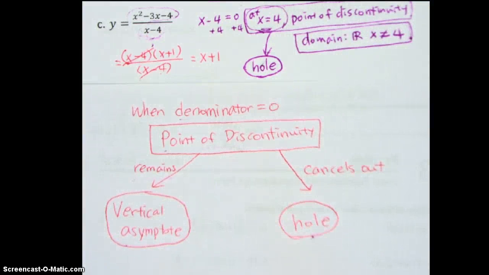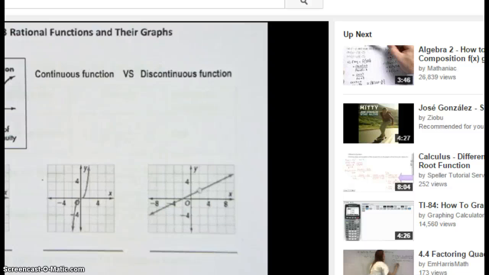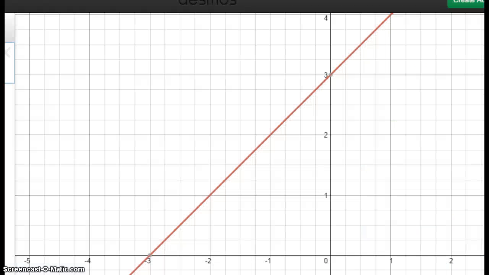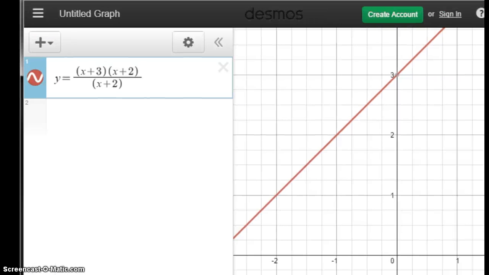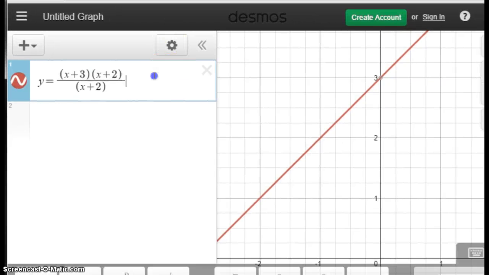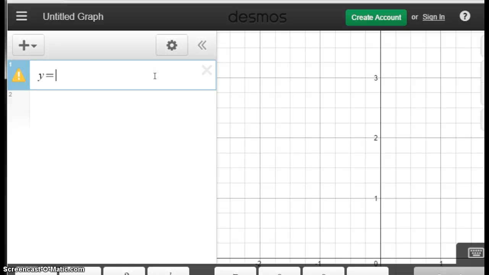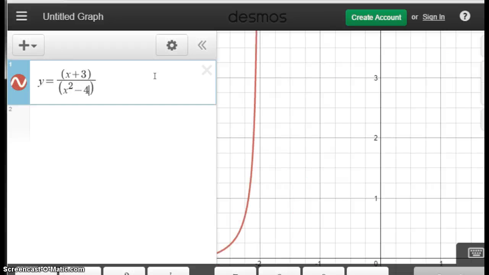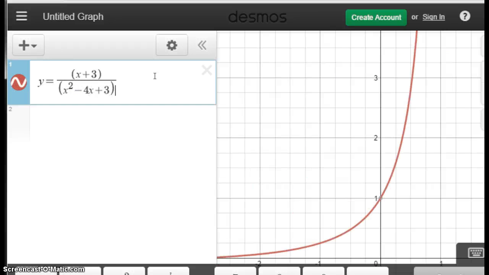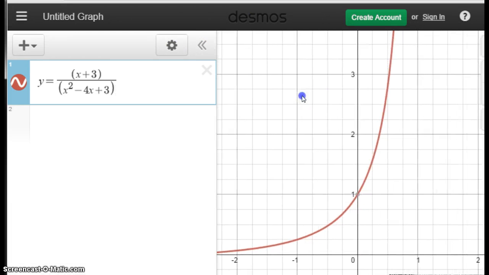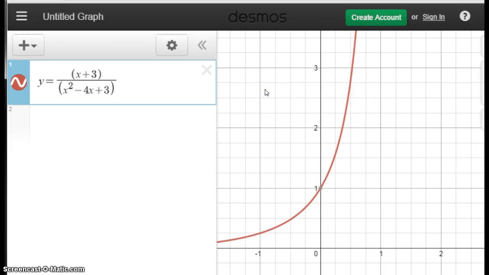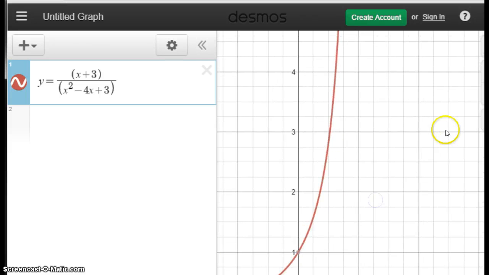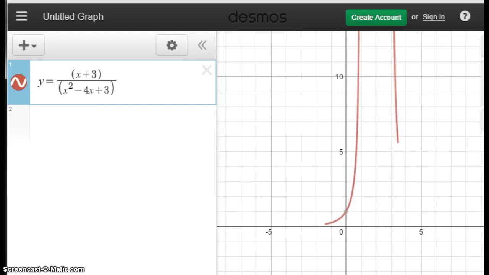Okay, just to confirm that, let's graph these functions and look at their shape to confirm that we are correct. So the first one is x plus 3 divided by x squared minus 4x plus 3. This one, we actually had points of discontinuity at 1 and 3. So let's look at this shape.